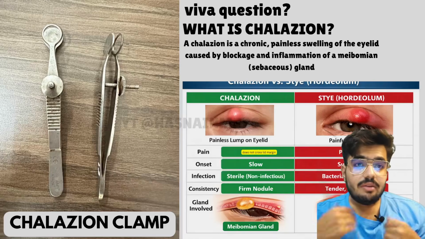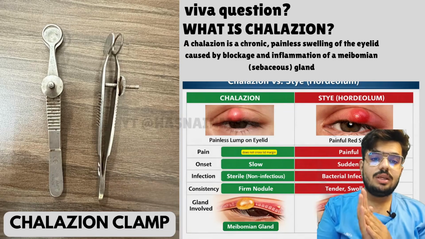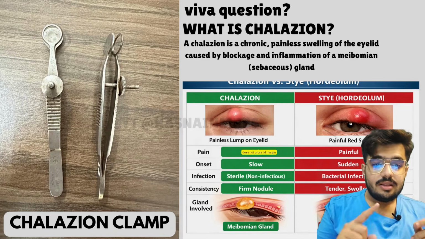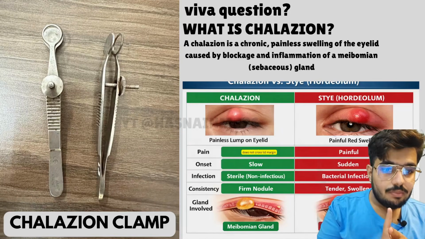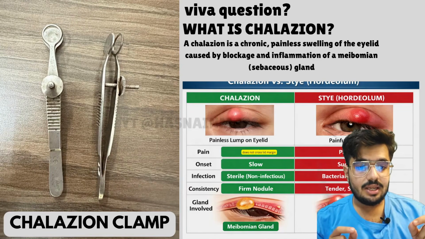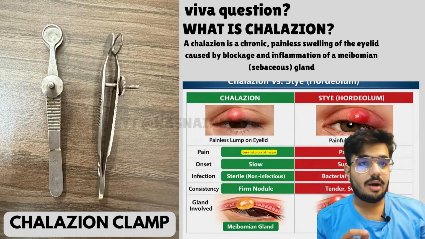Now, examiner may even ask you to differentiate between the Chalazion and the stye. So the difference is the Chalazion is firm, non-tender. There won't be any pain. It is slowly progressing, and it won't be crossing the lid margin.